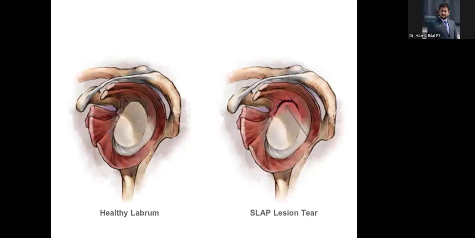So, this is the SLAP lesion, which is the superior labrum anterior posterior tear, specifically from the posterior superior quadrant and the anterior superior quadrant. From 10 o'clock to 2 o'clock position, this is actually the area where the biceps tendon anchors. So the biceps tendon is very highly associated with the SLAP lesion.